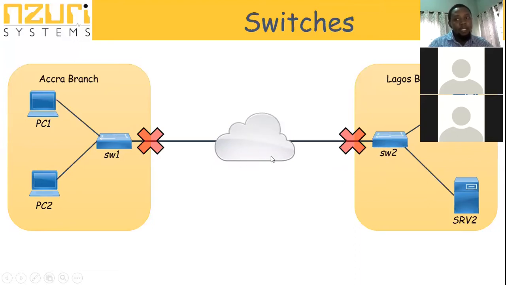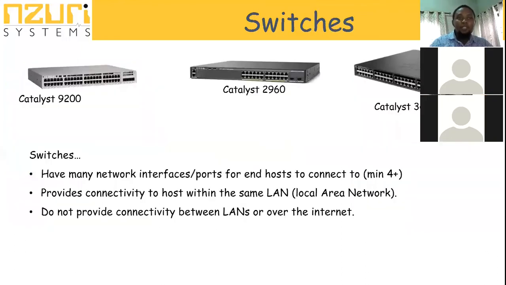So like this internet cloud you see here, my switch can't connect directly to the internet or connect directly to another network. Switches do not do that. Okay, they would never do a thing like that. Now, in the class of devices that connect multiple devices, a switch basically happens to be the third generation.